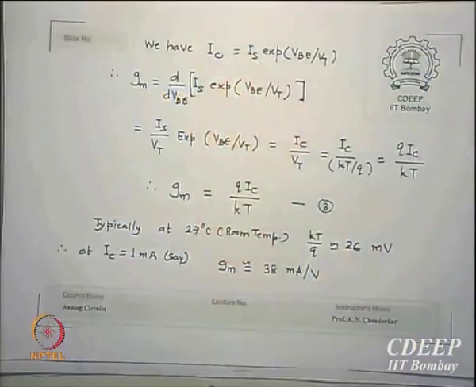How will it increase or decrease? Only one expression is written here, no? Either the biasing current increases or the temperature increases. Oh, sorry, temperature decreases. Okay. So please take it that these are very difficult to control. IC, of course, I will control, but IC is limited by what?